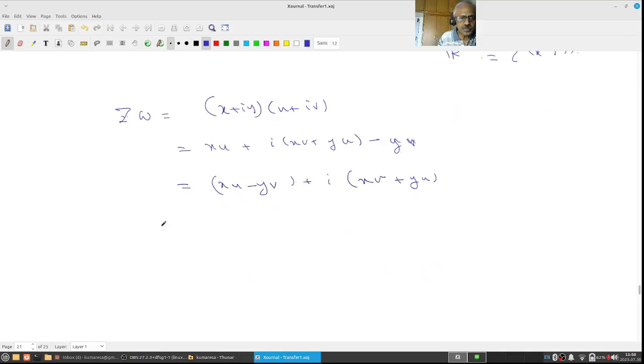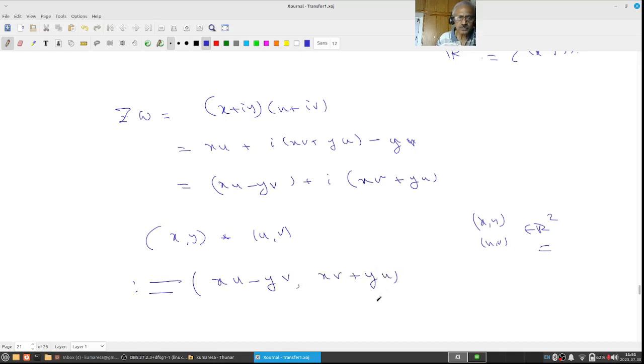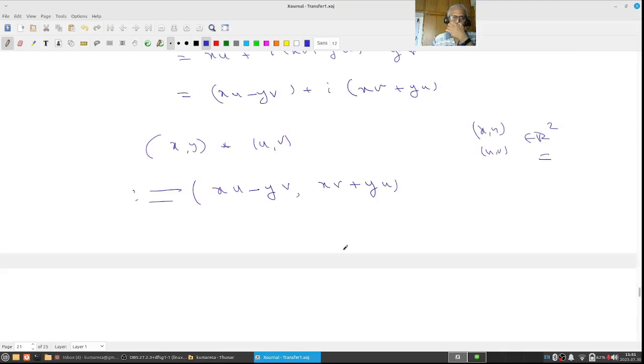Therefore if you give me two elements xy and uv in R2, I want to define the multiplication on R2. This by definition I am going to say is nothing other than xu minus yv and xv plus yu. Now you want to check R2 with respect to this addition and this multiplication is a field. And this field is known as the complex number field.